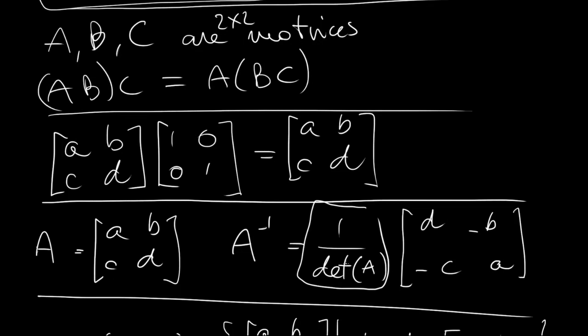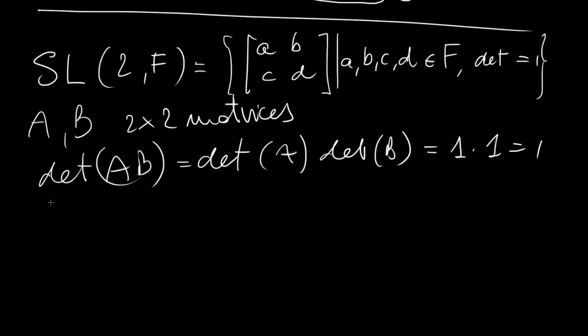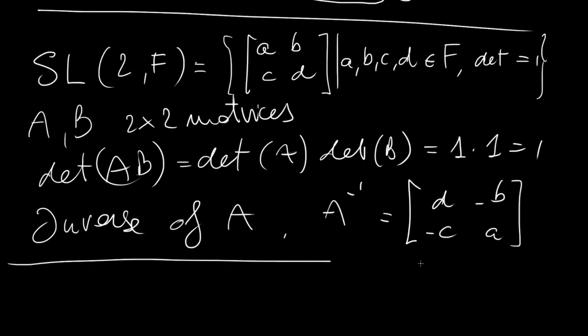If the determinant is 1, then A inverse is D, negative B, negative C, A. Then the inverse of A is equal to basically 1 times D, negative B, negative C, A. So this is also a group, and this always implies matrix multiplication.